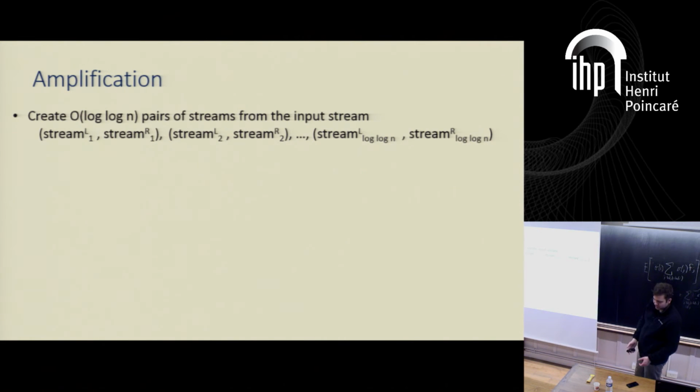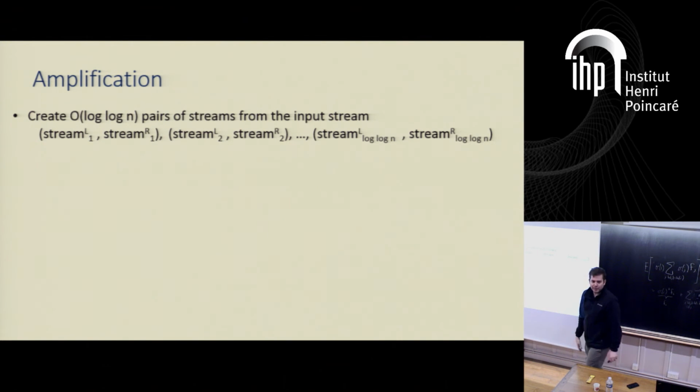OK, so we have this thing that we call amplification, this technique, which is going to effectively make this heavy guy's frequency at least a constant times root f2, we're going to make his frequency at least polylog n times root f2. And then we can apply the previous analysis. So if we have some technique for boosting its frequency with respect to f2, then we can apply the previous argument. The way we do that is we create log n pairs of streams from the input stream.